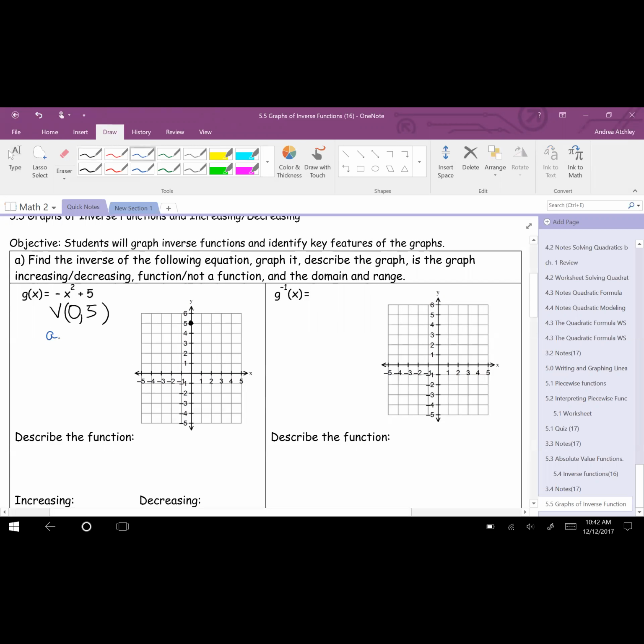Then our a value is the number in front of the x squared. So our a value is negative 1. And then to graph that, we'd go a over 1, then 3a over 1, then 5a over 1. So we can go down 1 to the right 1, down 1 to the left 1, then down 3 to the right 1, down 3 to the left 1, then down 5 to the right 1, down 5 to the left 1. And this is my beautiful parabola.